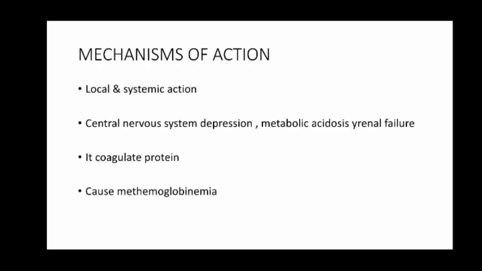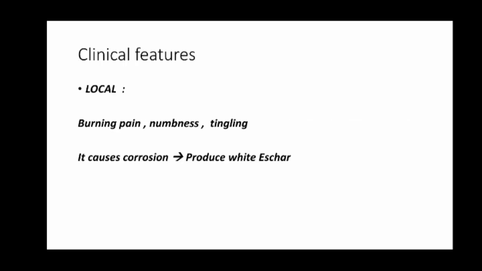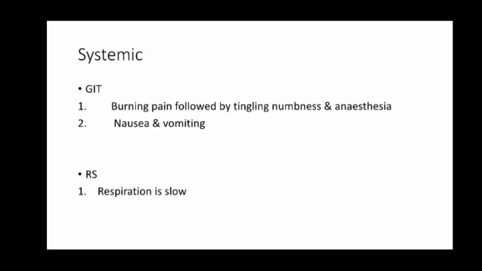The mechanism of action is both local and systemic. In the central nervous system, it causes depression, and it causes metabolic acidosis and renal failure, and it coagulates protein. It causes methemoglobinemia. The clinical features are local features and systemic features. In local features, the part exposed to phenol may have burning pain, numbness, tingling, and corrosion. It produces a white scar that turns brown.